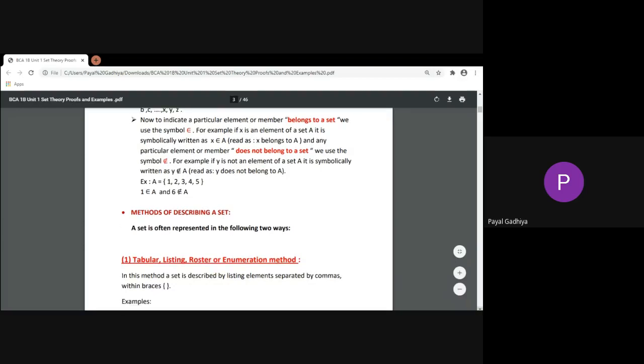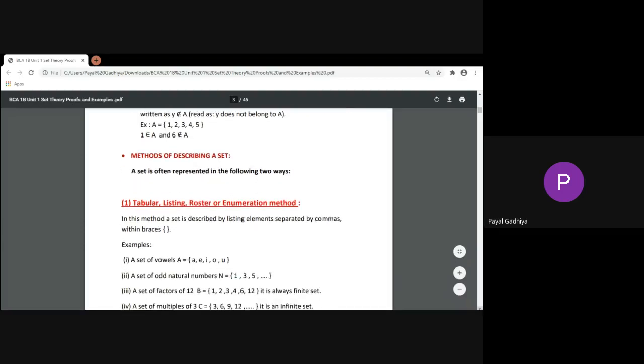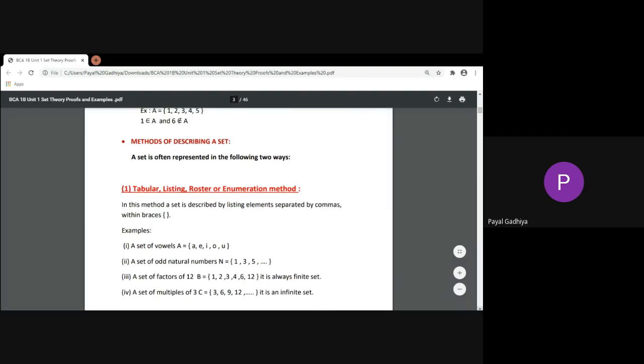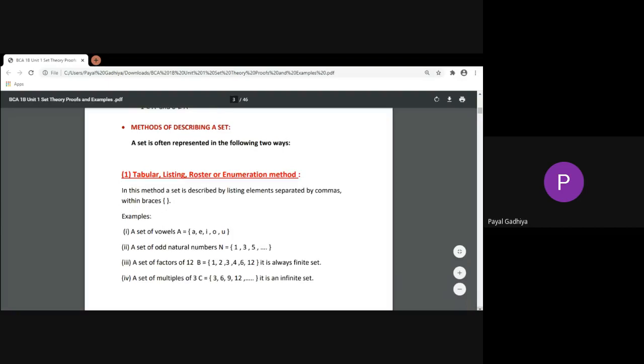Now methods of describing a set. We can describe a set in two ways. First is the tabular method. Other names of this method are listing, roster, or enumeration method. I have told you how we can write the set. It will be in curly brackets, and after one element we put a comma, then another element, then a comma. Like this way we can write sets.